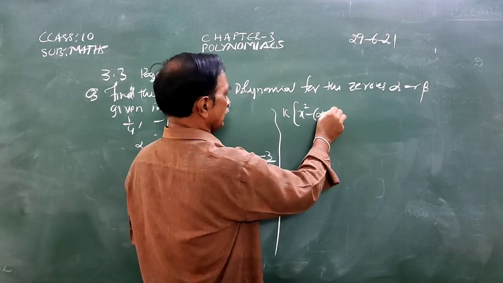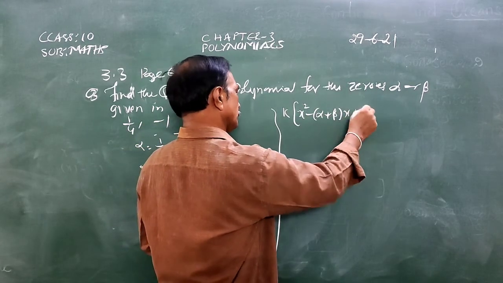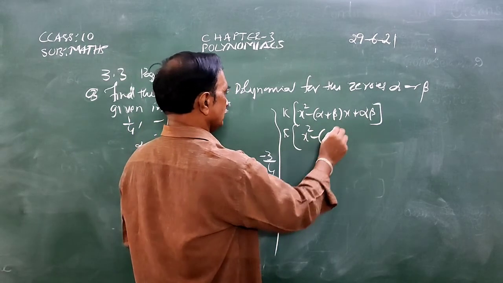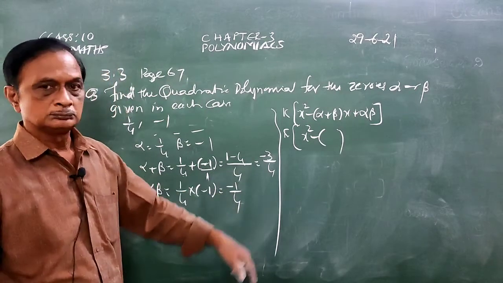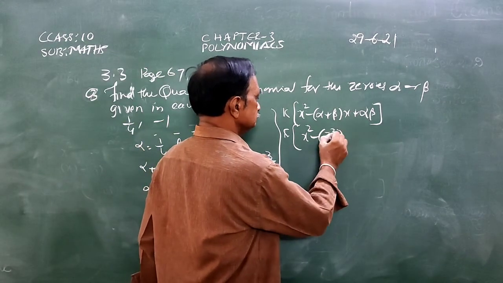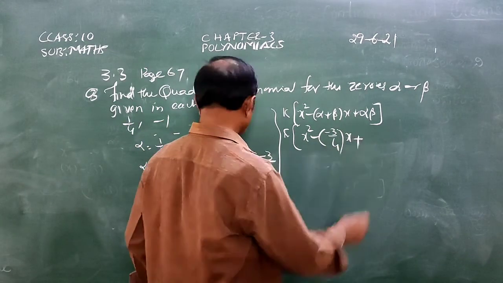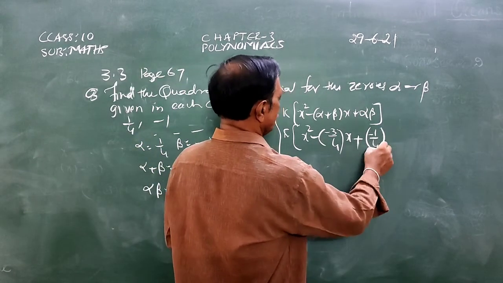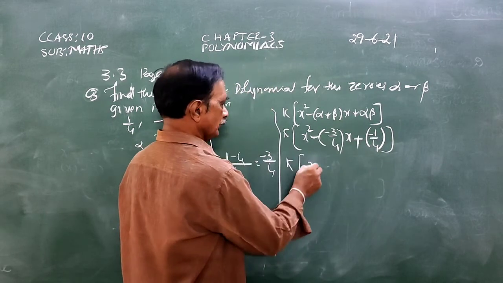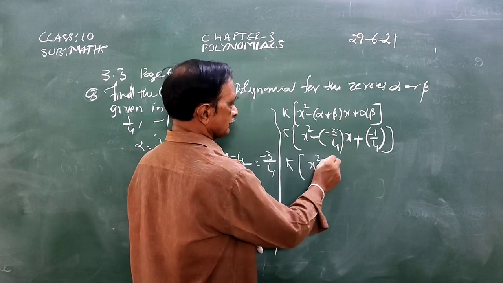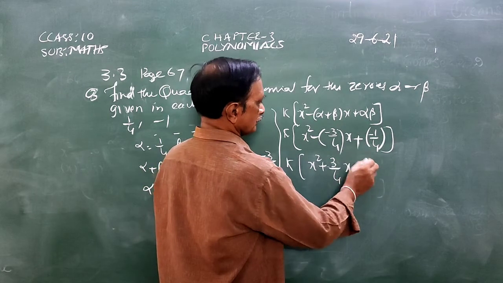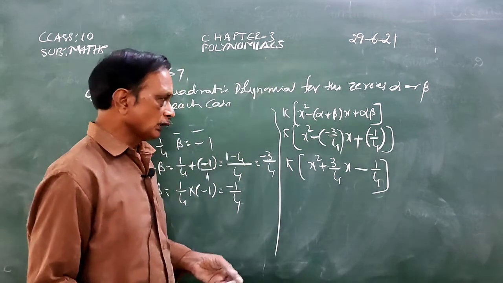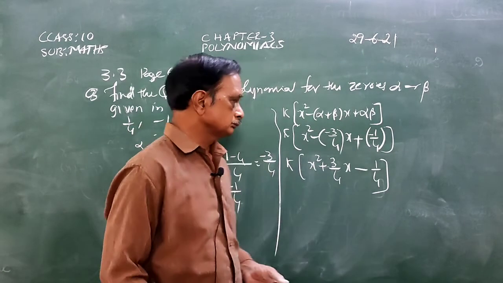Now your required quadratic polynomial is what? k into x square minus half alpha plus beta into x plus alpha beta. k into x square minus half, what is alpha plus beta? Minus 3 by 4, into x plus what is alpha beta? Minus 1 by 4. Simplify it first: k into x square minus (minus 3 by 4) x plus (minus 1 by 4).